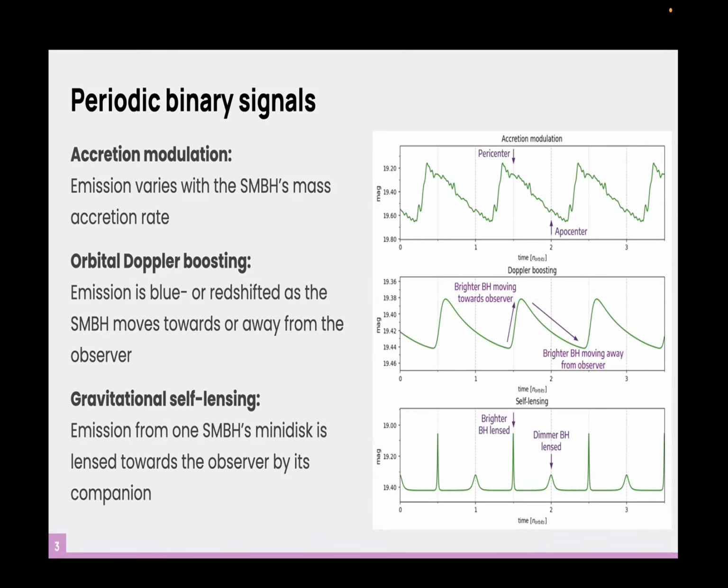And that happens when the two black holes are aligned along our line of sight, and the black hole that passes behind the other will have its emission lensed towards the observer and give us these bright flares. So we'll be seeing two different types of flares, one from each black hole. So if we have a brighter black hole and a dimmer one, we might see a brighter flare and a dimmer flare for each time they orbit.